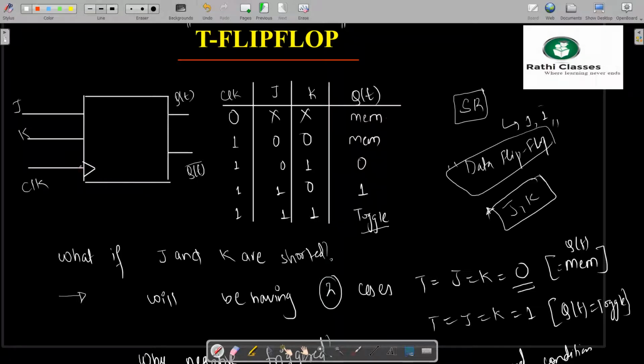Now, what if J and K are tied together? That means what if J and K have a common input? Then I will have either the case J equals K equals 0 or J equals K equals 1. That means I'll be left with two cases. So you can see if T, that is J equals K equals 0, it will hold the value for memory, and J equals K equals 1 just toggles the case. That means J equals K equals 1 implies it will be the case of toggle.